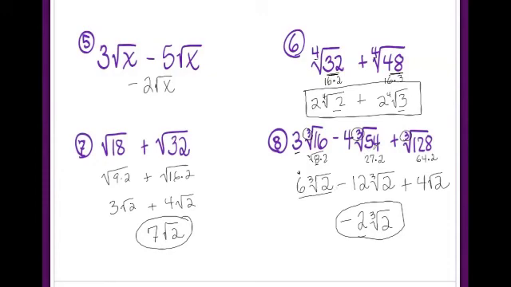For this one, I used 27 times 2 because 27 is 3 times 3 times 3. So it's a perfect cube. So the 3 comes out, and 3 times 4 is 12. And then here, 4 times 4 times 4 gives me 64. So the 4 comes out, giving me 4 cube root of 2. So then when I add my coefficients, I have 6 minus 12 is negative 6, plus 4 gives me the negative 2 cube root 2.